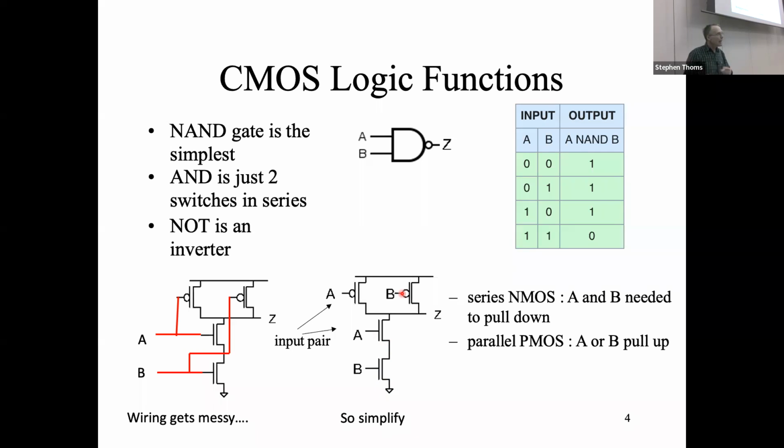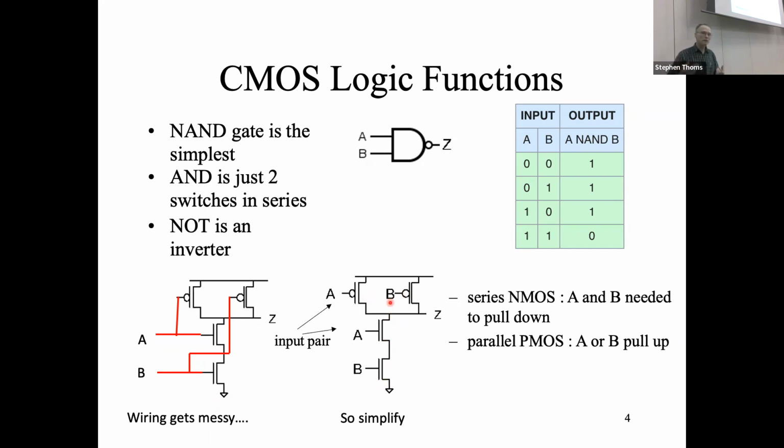And then if either A or B is on, and the other one's off, so one on, one off, then this becomes short circuit. So one of these switches off. So this becomes an open circuit. One of these will switch on and Z will be pulled up.